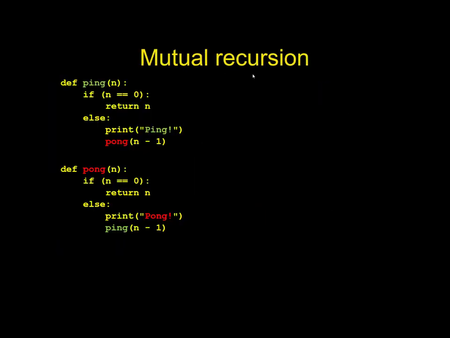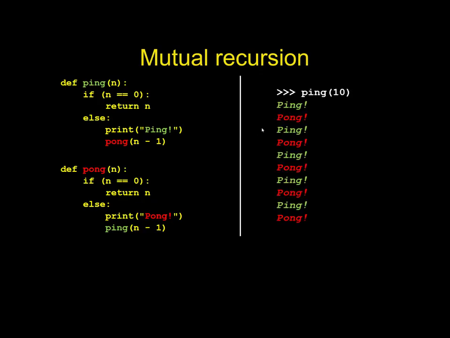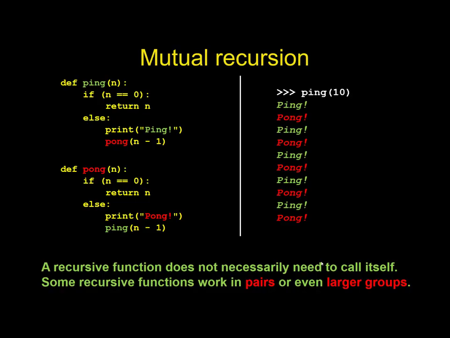This is yet another kind of recursion, where ping calls pong and pong calls ping in turns. So the output for this case with ping 10 is ping pong, ping pong, ping pong, ping pong, ping pong, 10 times. So a recursion does not necessarily call only itself. This type of recursion is called mutual recursion, and they work in pairs or even larger groups.